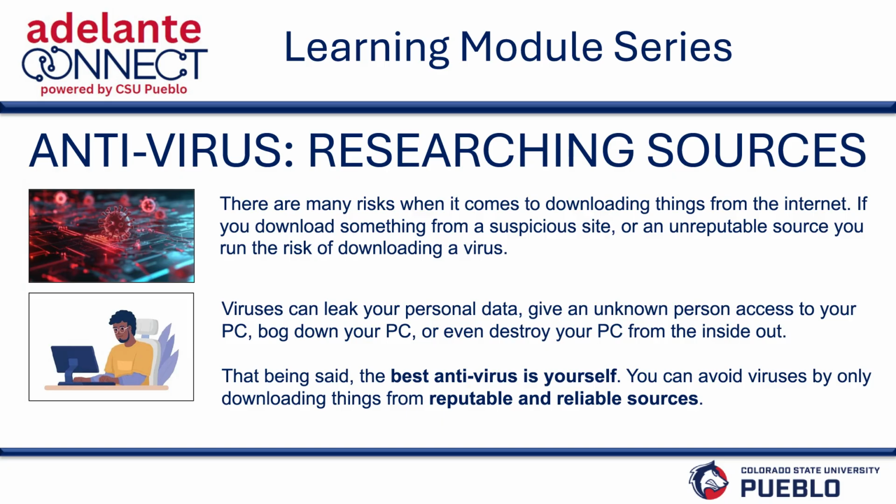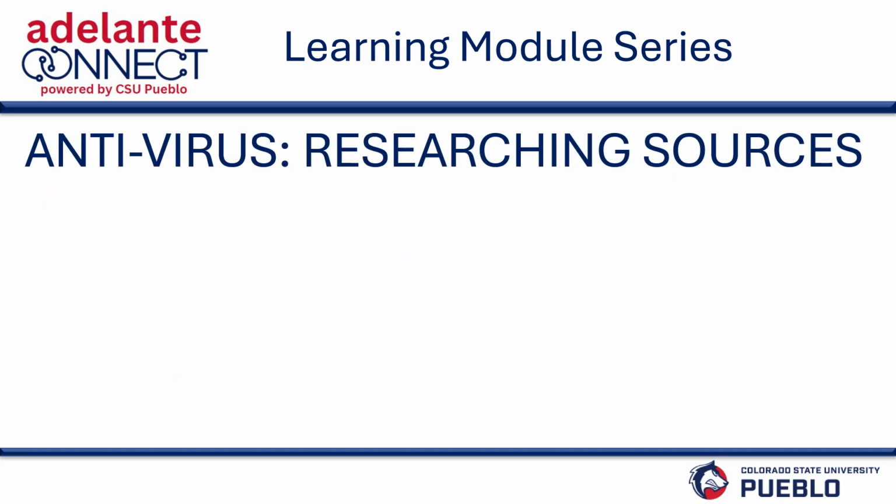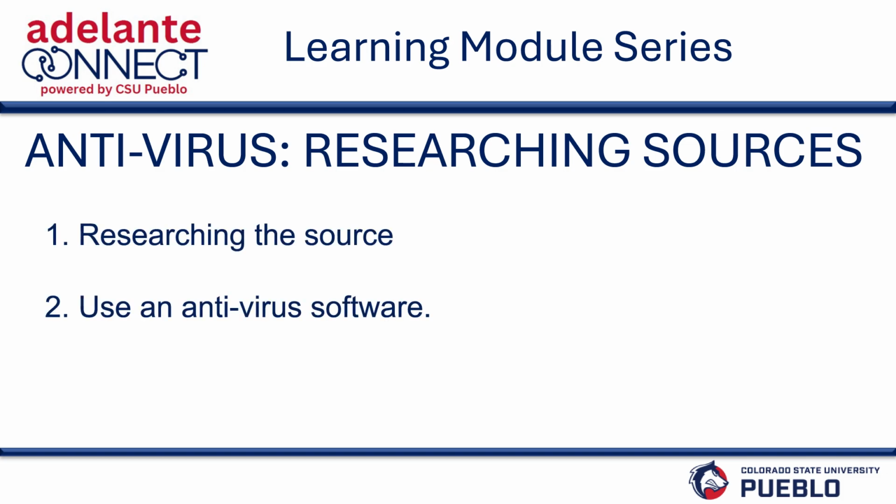That being said, the best antivirus is yourself. You can avoid viruses by only downloading things from reputable and reliable sources. There are two ways to go about checking if a source is reliable. The first way is through researching the source. The second way is to use an antivirus software.